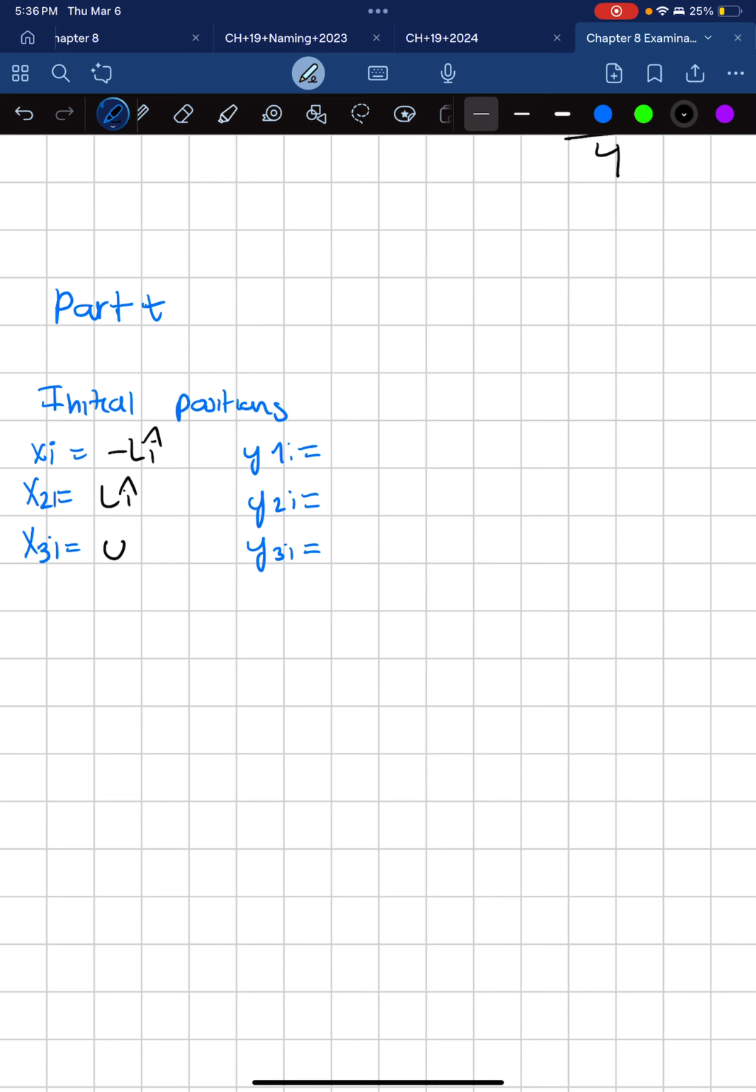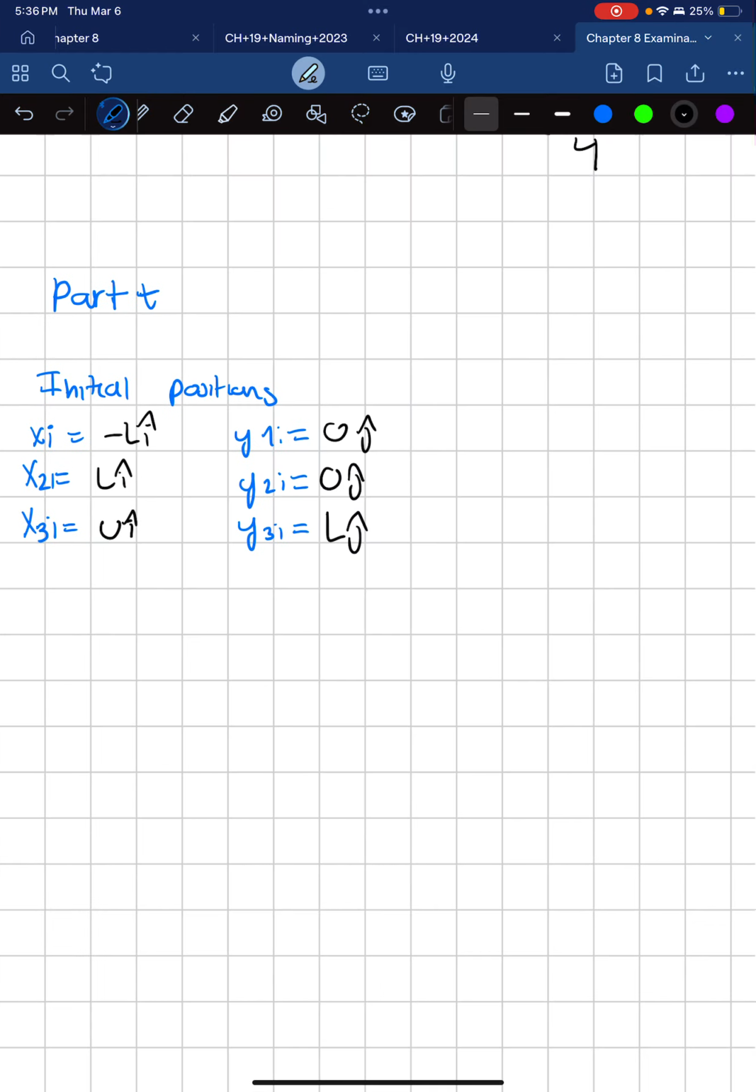Okay, then Y hat, and then this is going to be 0 J hat, and then L J hat. And then we also have the final positions, so let's go ahead and write those down as well. Final positions: we have the X final, X2 final, X3 final, and then the Y final, Y2 final, Y3 final.